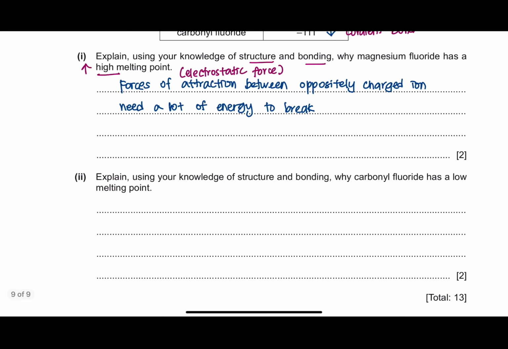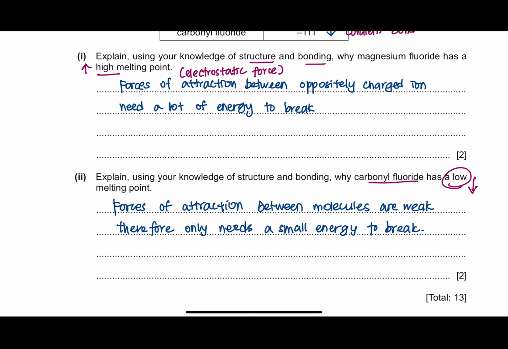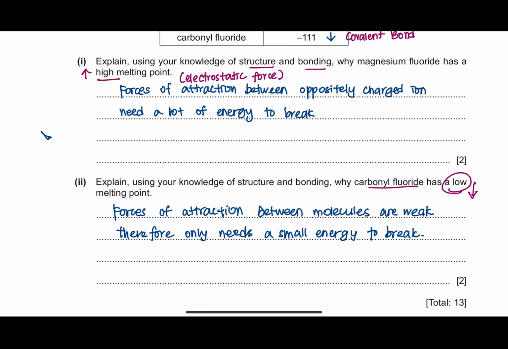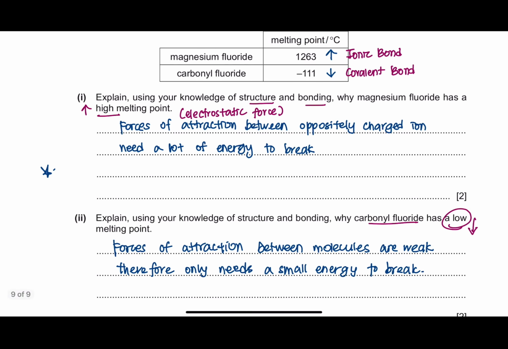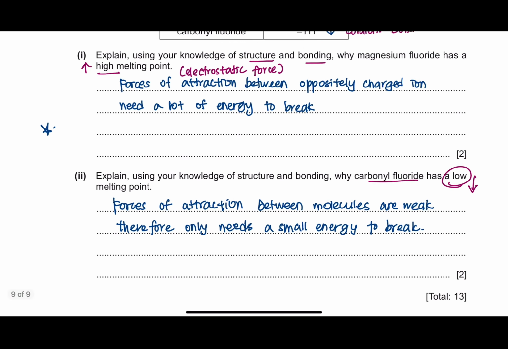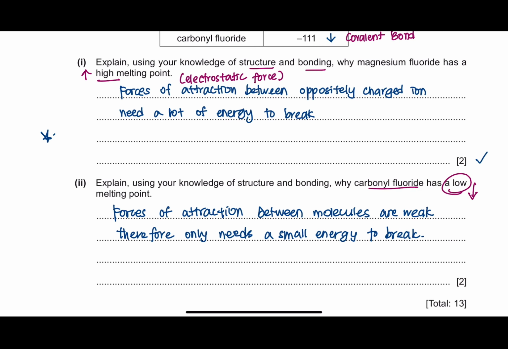Question 2, explain why carbonyl fluoride has a low melting point. So the forces of attraction between molecules are weak for carbonyl fluoride, therefore they only need a small amount of energy or heat to break their bond. So as you can see here, this is quite a famous question that they would ask, why ionic bond and why covalent bond have either strong or weak melting point. So please remember the explanation for these types of questions as they carry quite a high mark.